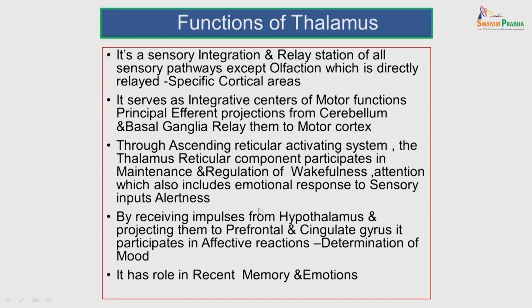By receiving the impulses from the hypothalamus and projecting to the prefrontal and cingulate gyrus, it participates in the determination of the mood and the personality of the person, all these factors. Then it also has a role in the recent memory and emotional behavior of the person.